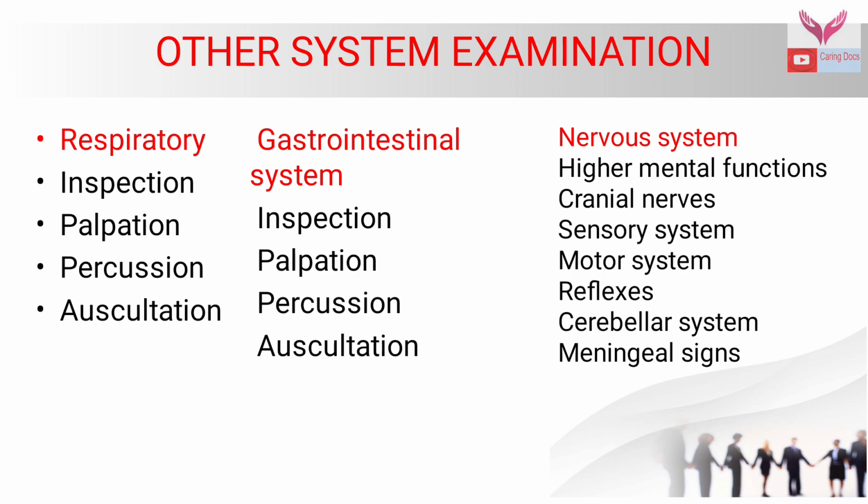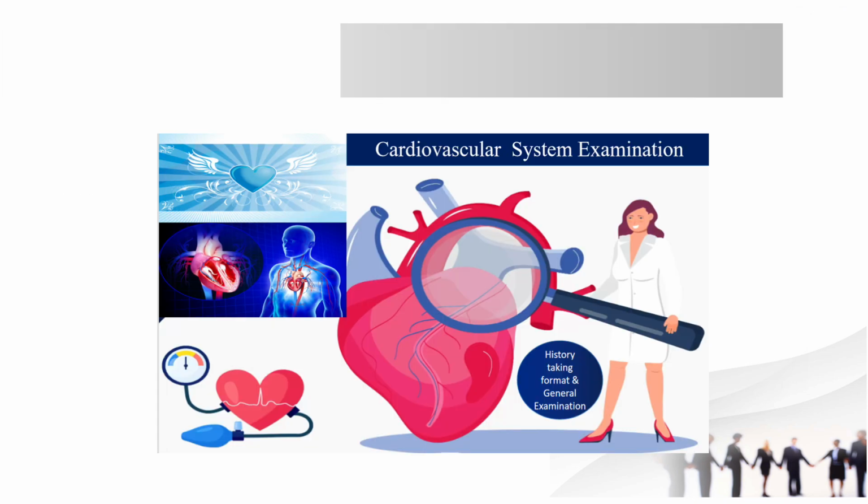After doing all this cardiovascular system examination, we have to do the respiratory, gastrointestinal, and nervous system examination also. In respiratory, we will do inspection, palpation, percussion, auscultation. Similar is for the gastrointestinal: inspection, palpation, percussion, and auscultation. For nervous system examination, we will do higher mental status function, cranial nerve examination, sensory system examination, motor system examination. We have to check for the reflexes, cerebellar sign, and meningeal signs.